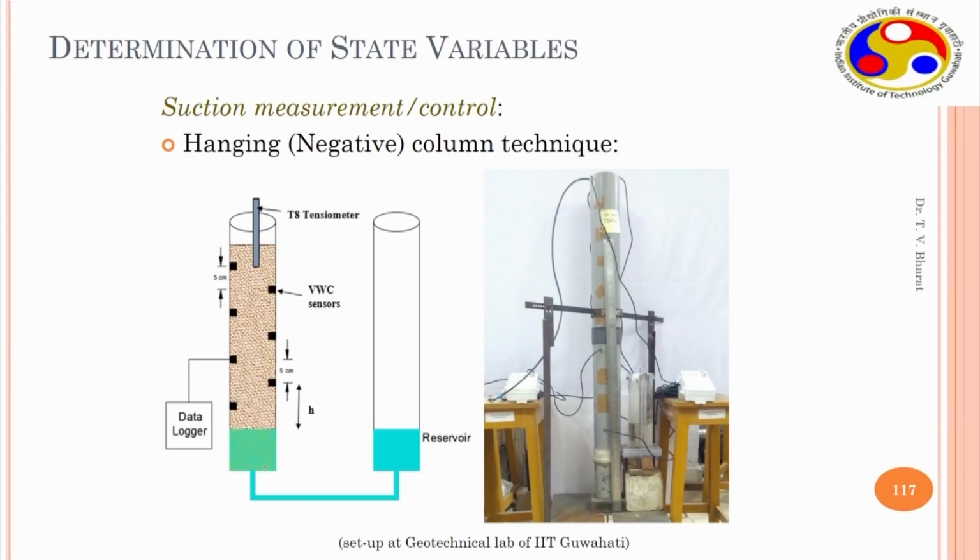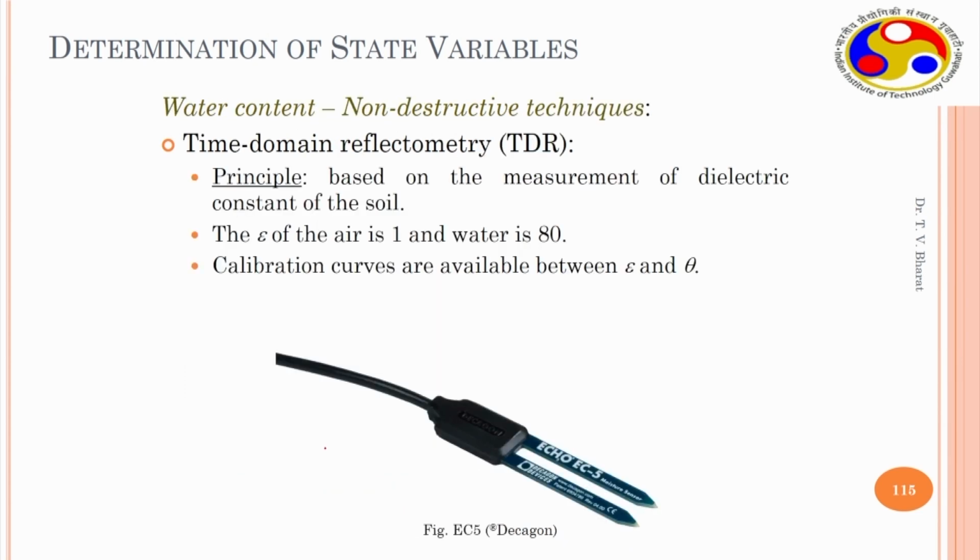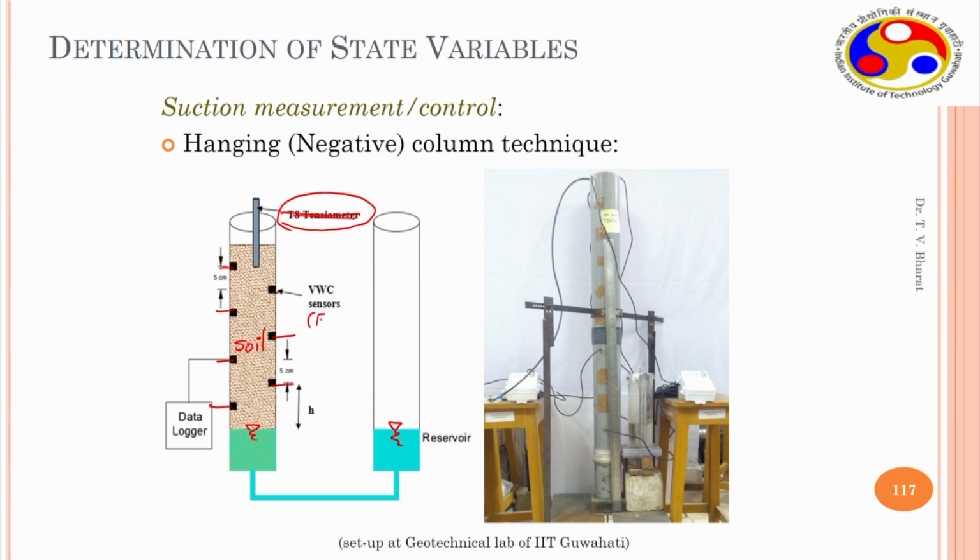In this procedure also, in this particular method, we have a soil column. This is the soil, and it is connected to a water reservoir, and the water level is here. So, the water level in the soil is also here. You do not need to understand this particular thing as of now, but there are volumetric water content sensors placed at different levels. These are EC5 sensors placed at different levels, which can directly measure the volumetric water content, and these sensors are connected to the data logger.